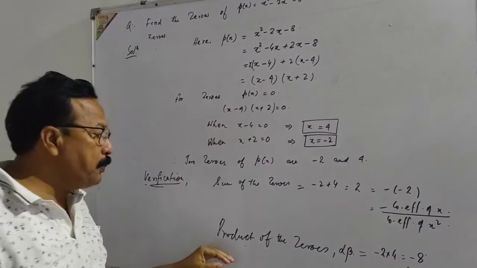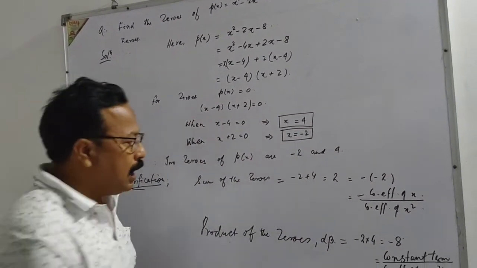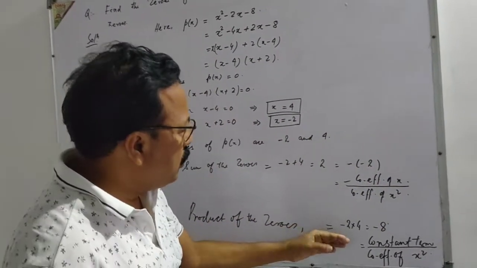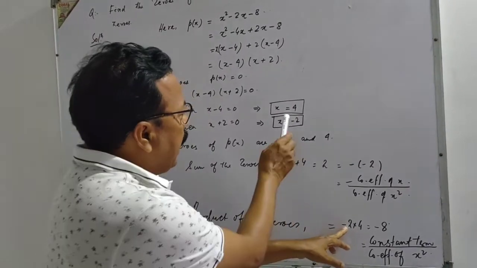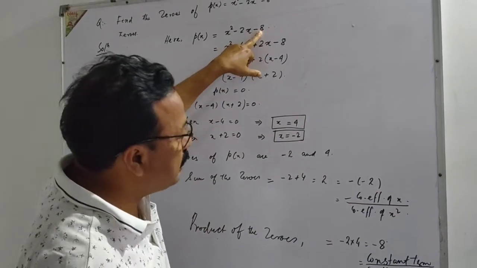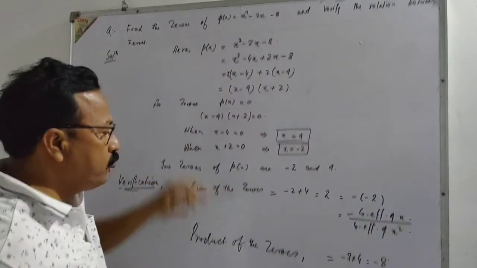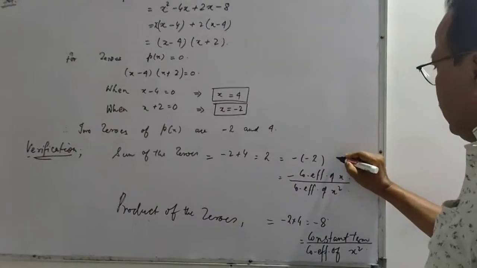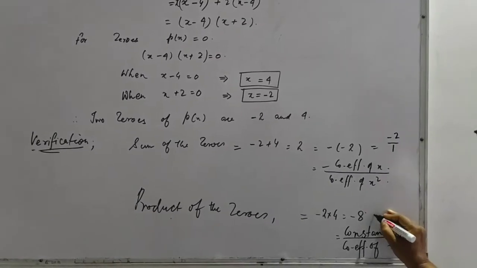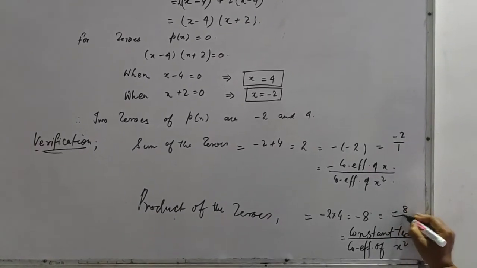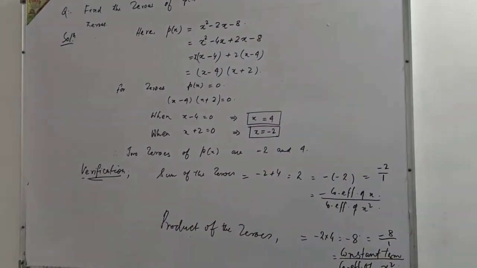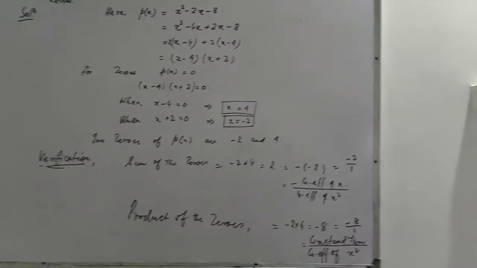of x square, and product of the zeros, that is alpha and beta, or you can now show the product of the zeros must be equal to -2 times 4. We get -8. -8 is the constant term and divided by 1. You can take here this one as -2 upon 1, and here -8 upon 1. Here 1 is the coefficient of x square, and -8 is the constant term. Okay.